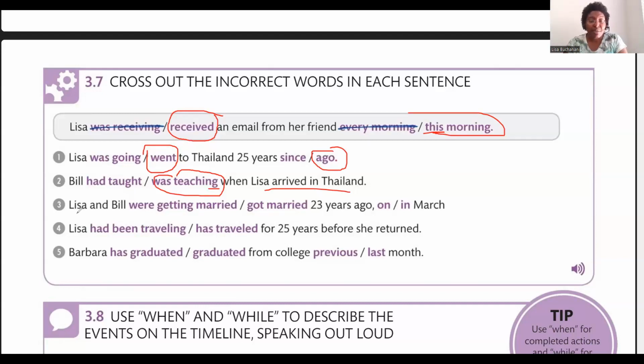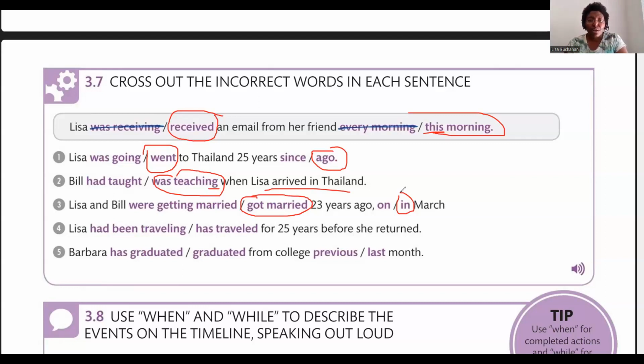Number 3, Lisa and Bill were getting married or got married 23 years ago on or in March. Is it a completed action? Yes, Lisa and Bill got married. It's over. You get married and it's done. And then do we use on or in for months? This is often confusion. We use in when we talk about months. So in March. You do something in a month, it's never on, but it is in. If it's a specific date, then you'll say on. If it said on March 1st, 2012, we can use on, but for just the month, you always use the preposition in.